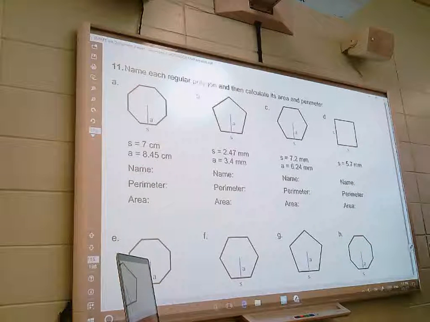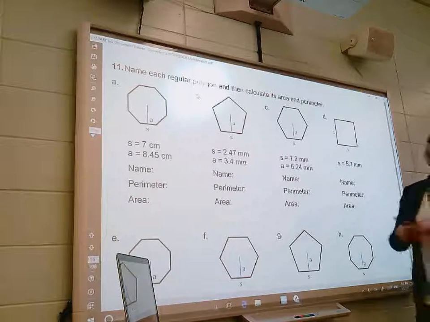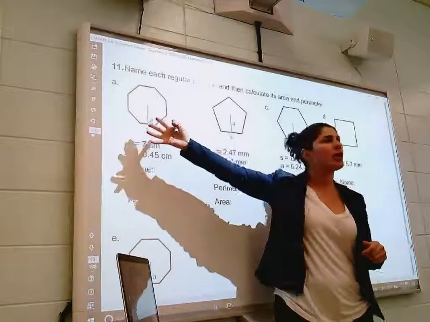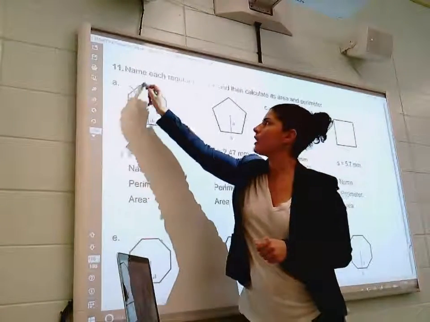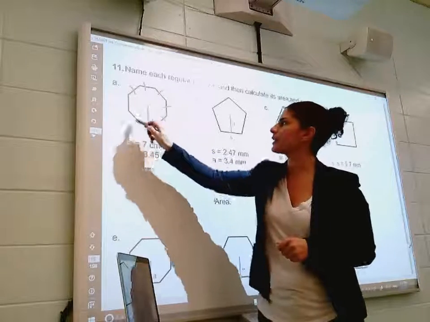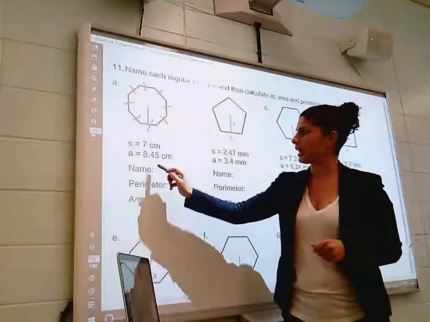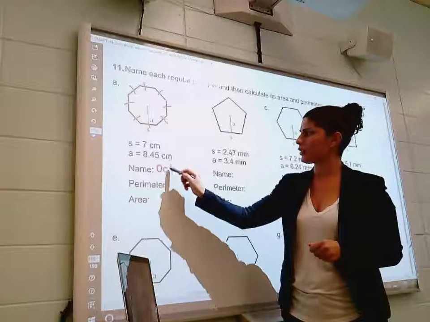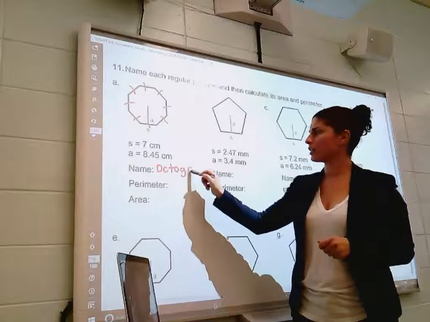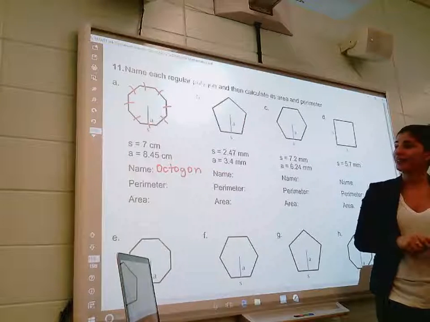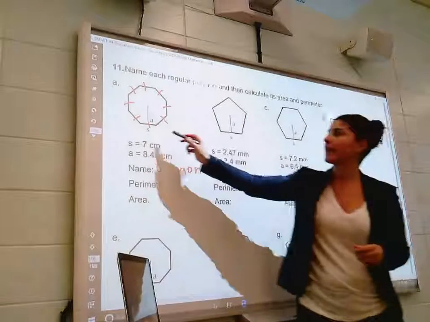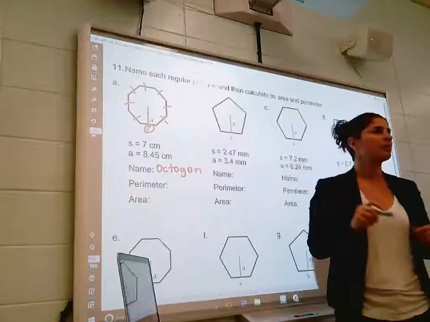So what is it? This is our regular polygon. They are telling us the regular polygon by drawing us the shape. They give us this polygon that is 1, 2, 3, 4, 5, 6, 7, 8. This is an octagon. Then they ask you for the perimeter. Well, you first have to know the side length. What's the side length? 7.